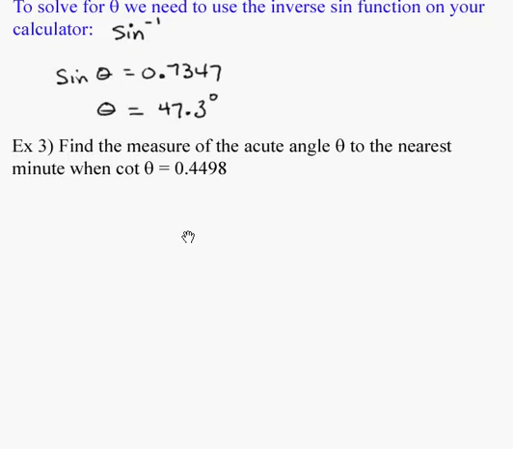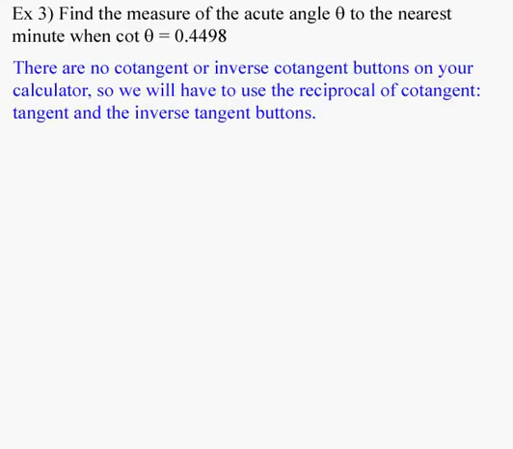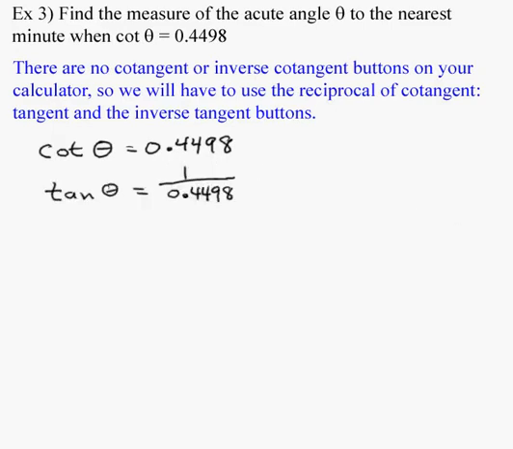All right, we're going to go backwards again. We're going to need the inverse button, but there's no inverse cotangent button because there is no cotangent button. So again, we have to remember what our reciprocals are. So let's start with our problem. The cotangent of theta is 0.4498.